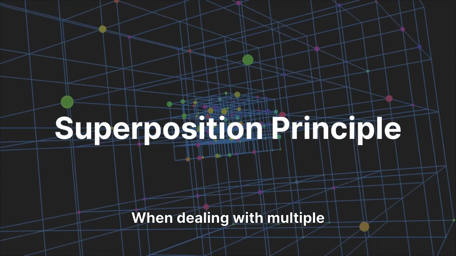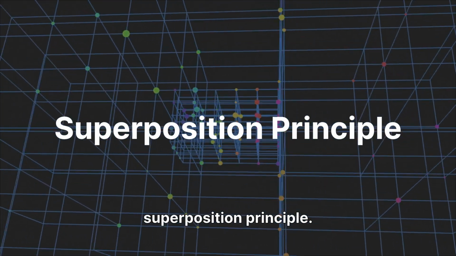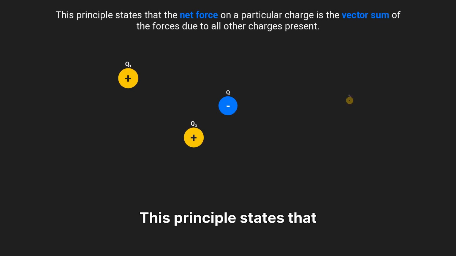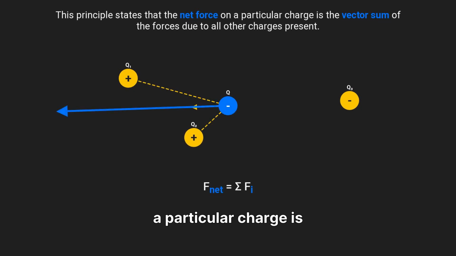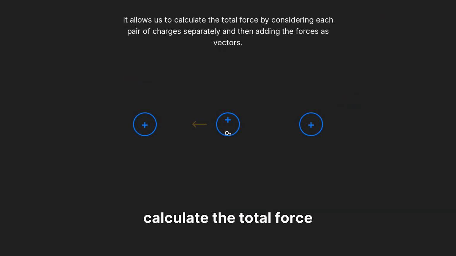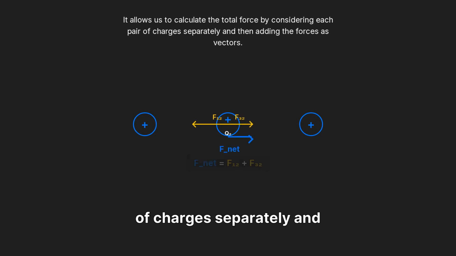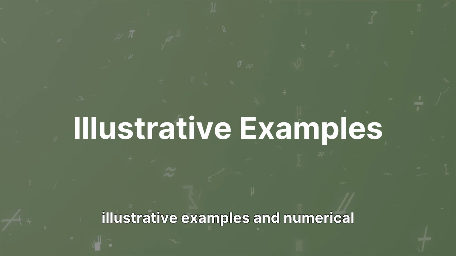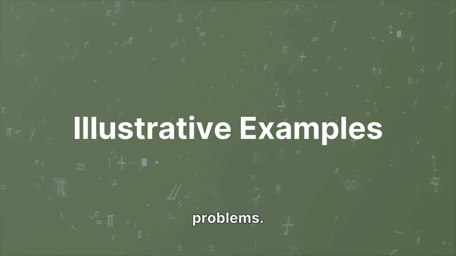When dealing with multiple charges, we use the superposition principle. This principle states that the net force on a particular charge is the vector sum of the forces due to all other charges present. It allows us to calculate the total force by considering each pair of charges separately and then adding the forces as vectors. Let's look at some illustrative examples and numerical problems.